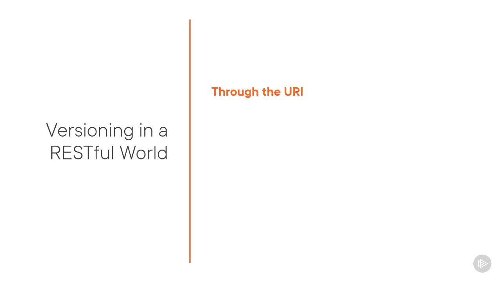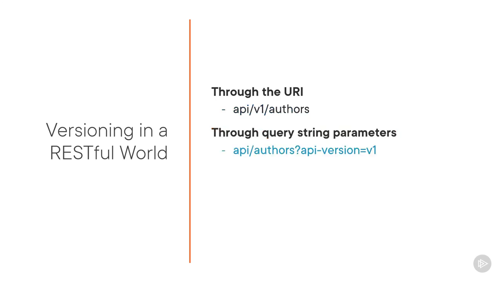There's different things you could do. You could version the URI. You could pass through a version via query string parameters. Or you could use a custom versioning header. But is this a good idea?